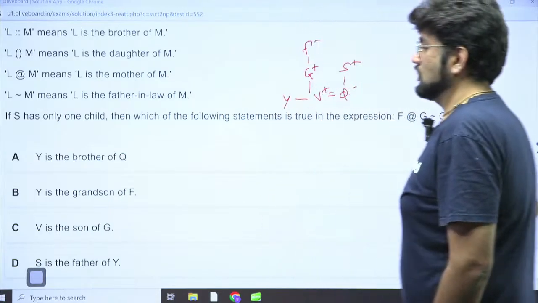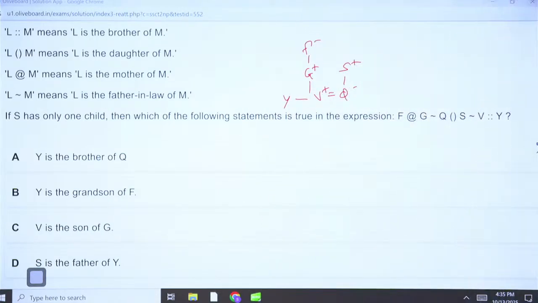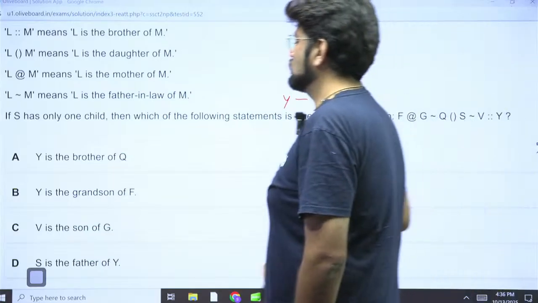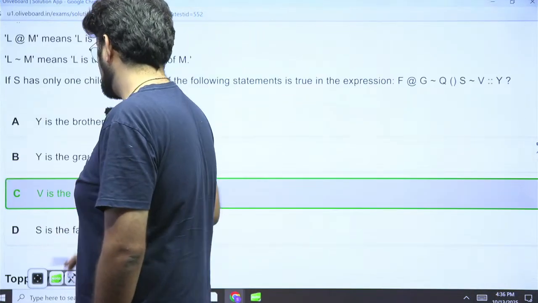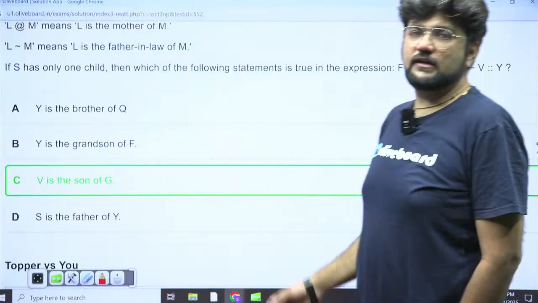Now, questions. Options. Y is the brother of Q? No. Y is the grandson of F? No. V is the son of G? Yes. S is the father of Y? No. So, option C is the correct answer. Again, simple question, just trying to complicate it for you in terms of presentation.